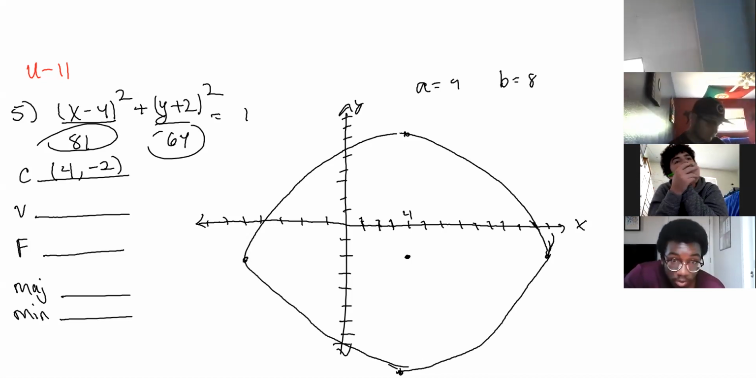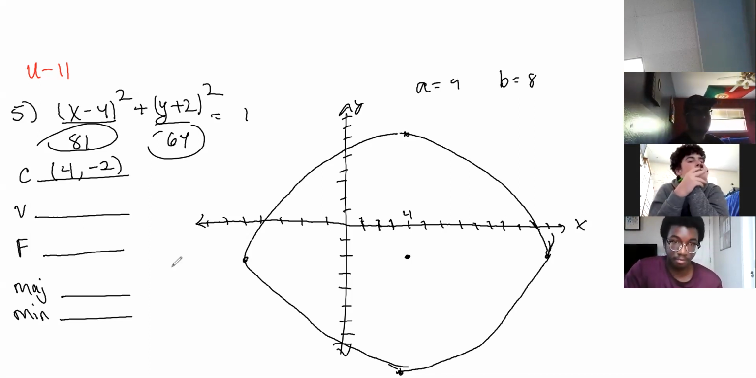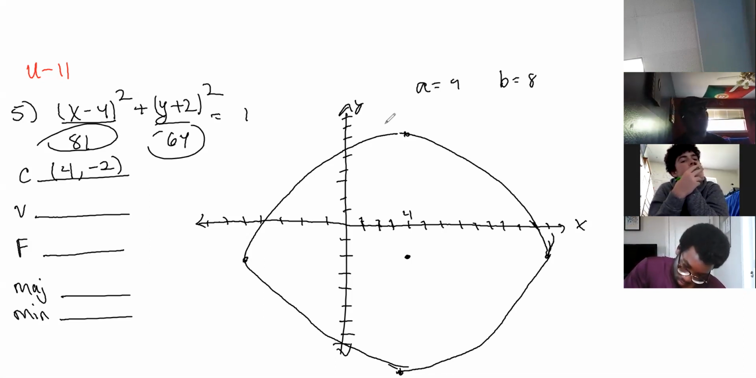Okay, that was bad. Vertices are the endpoints that are furthest apart. Which 2 endpoints are furthest apart? The ones going right and left, where I moved right and left 9, or the ones going up and down, where I moved up and down 8? Right and left. So these here are the vertices.